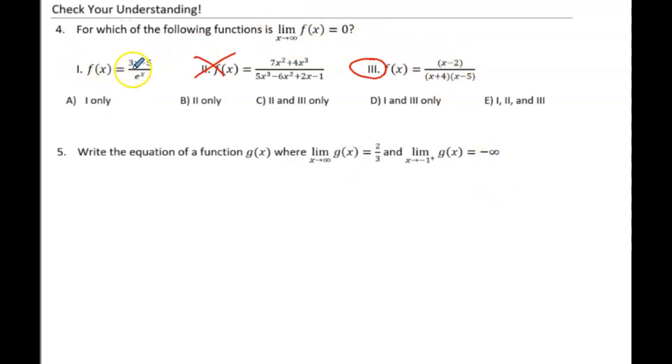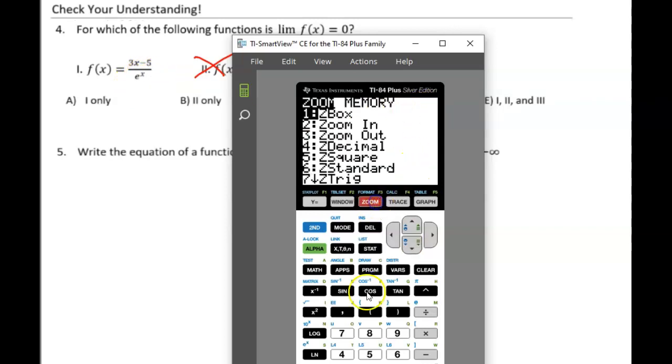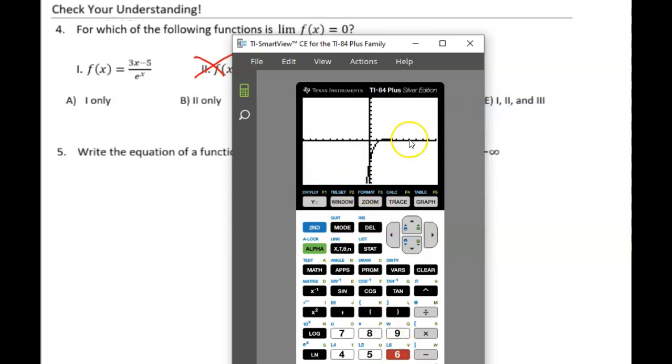For 1, we have an e to the x in the denominator, which means we need to graph this and take a look at the table to be able to evaluate that limit. So in the numerator, we have a 3x minus 5. In the denominator, e to the x power, and since that's an exponential with a natural base, there is no value of x that would cause the denominator to equal 0. So there are no holes or vertical asymptotes. So let's look for a horizontal asymptote.